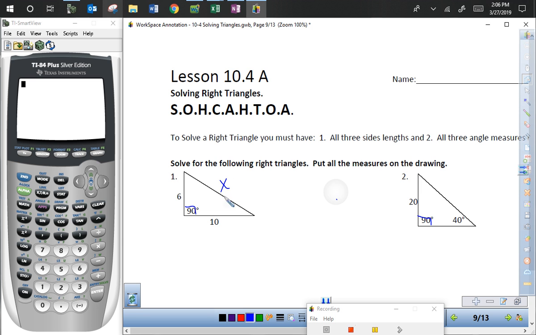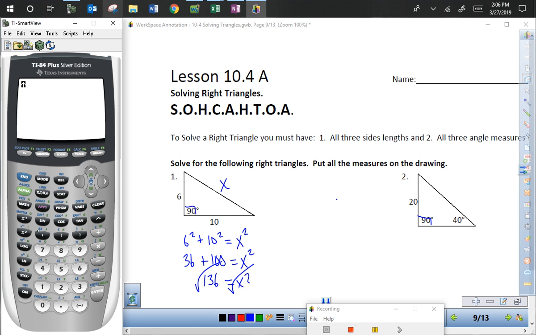When we have two sides, we're not using SOHCAHTOA to solve for the third side because we don't have an angle to work with. We're going to use the Pythagorean theorem. 6 squared plus 10 squared equals x squared. So we've got 36 plus 100 equals x squared. 136 equals x squared, and we need to take the square root of that, which is about 11.7. So our sides are done.